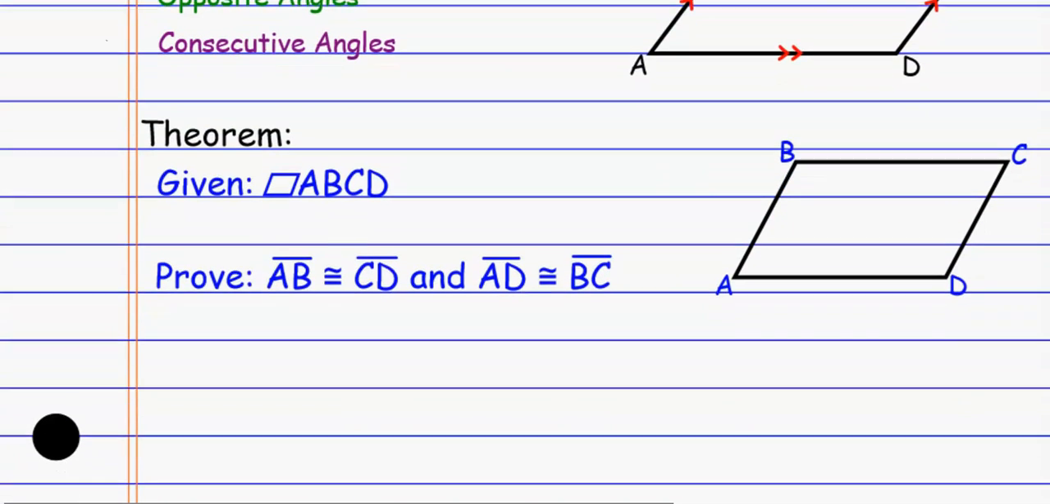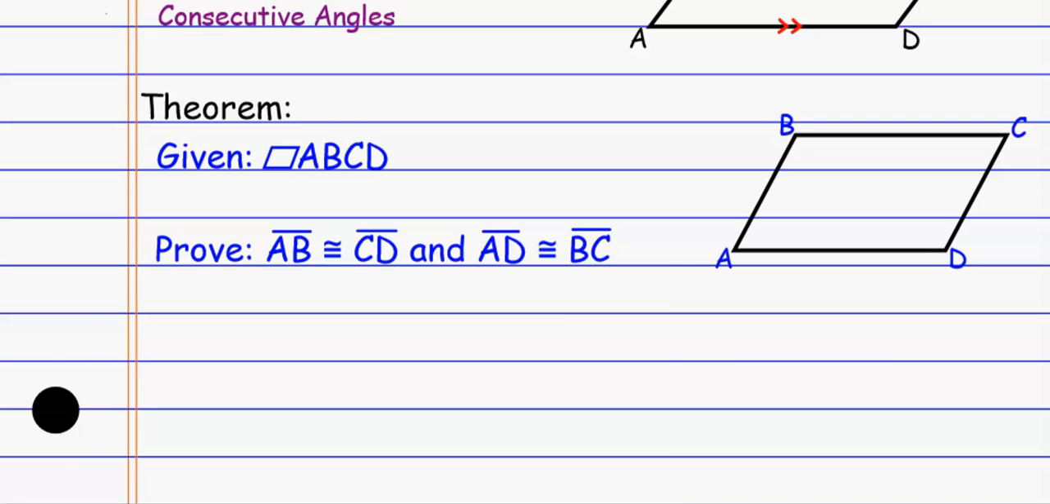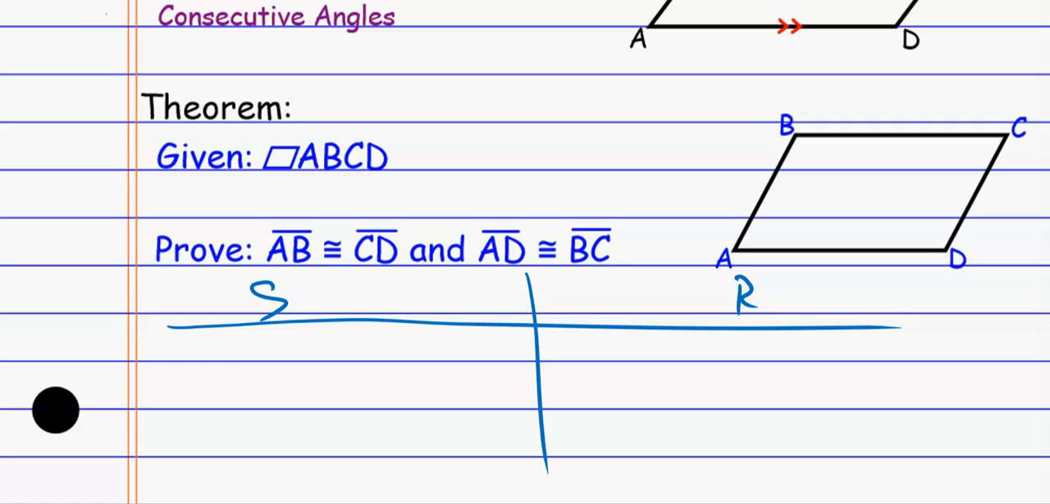So the first thing we're going to look at is, given that I have a parallelogram here, I want to prove that AB is congruent to CD, and that AD is congruent to BC. So I essentially want to prove that the opposite sides are congruent. Taking my statements and my reasons here, I'm going to start with what I know, and I know that this thing is a parallelogram. That's really all that's given to me.